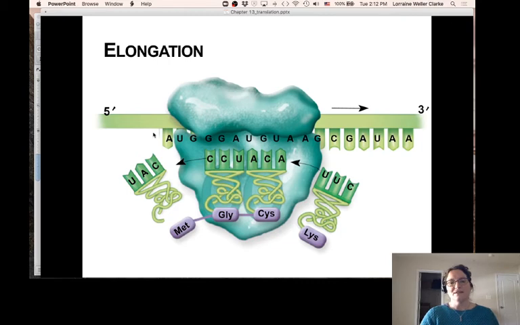So if it says build AUG, GGA, UGU, okay? First you're going to have the methionine, then glycine, then cysteine, okay? And those match with these amino acids. Again, there's a little bit of wobble here, but generally those wobbles are not an issue. And as these come in and it moves down, it pushes these off and it forms the polypeptide bond.